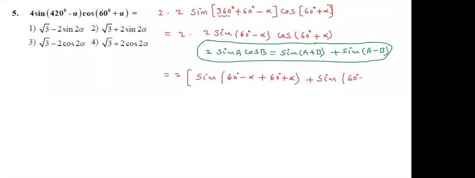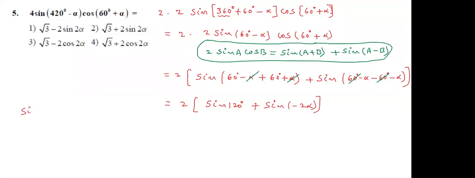A means 60 degrees minus alpha, minus B, B means 60 degrees plus alpha. Minus is there outside. We get minus 60 minus alpha. So students observe here, plus alpha minus alpha cancel, minus 60 plus 60 is cancelled. Then what is remaining? 2 into sin (60 plus 60), that is sin 120 degrees, plus sin of (minus alpha minus 2 alpha), that is sin of minus 2 alpha. Sin of minus theta is minus sin theta.